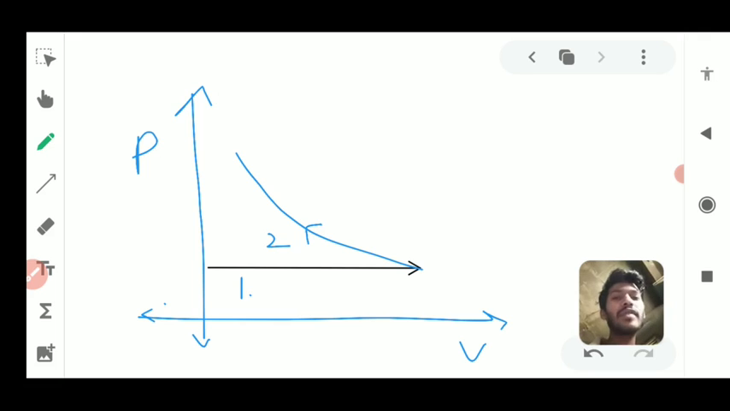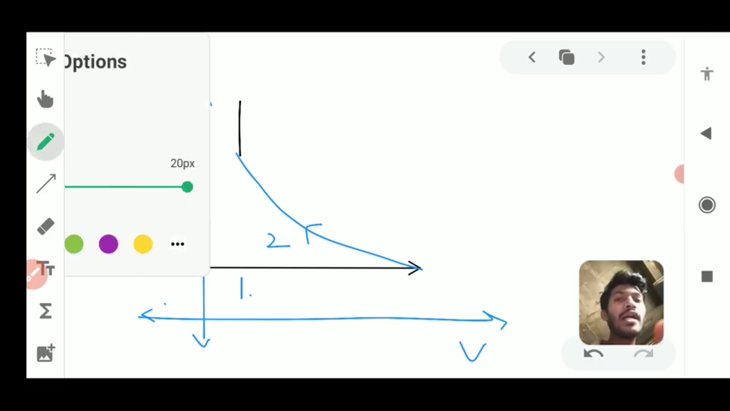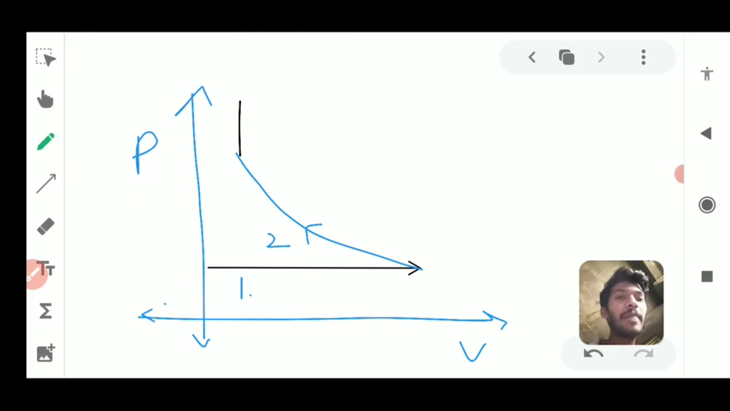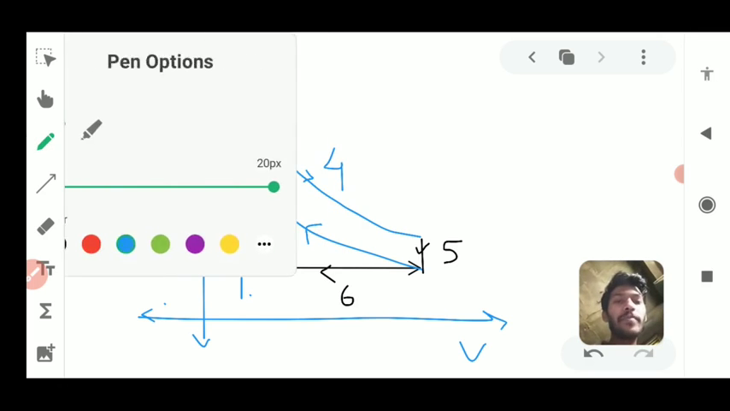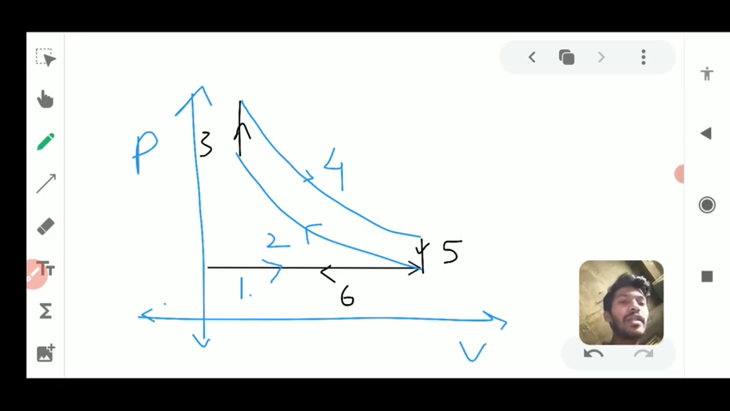Then the third process is isochoric, so the volume is not changing. Then again we get back the same type of curve, and this process is again adiabatic. Let me call this number 4 and this is number 3. Similar to number 3, there is process 5 which is also isochoric, and then again back to process 6. So the first process is in this direction and process 6 is backwards. I will tell what these processes are, what they are named, and what they do.